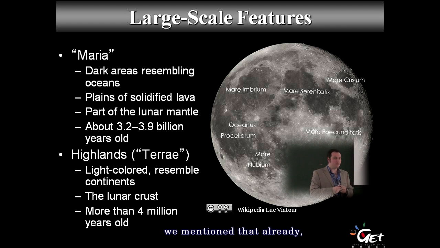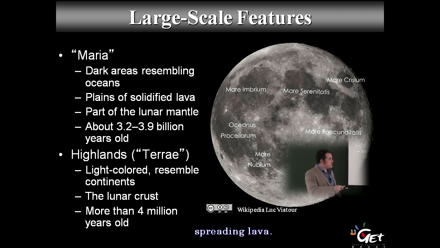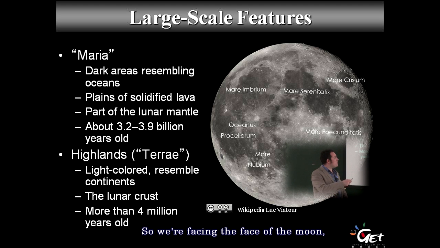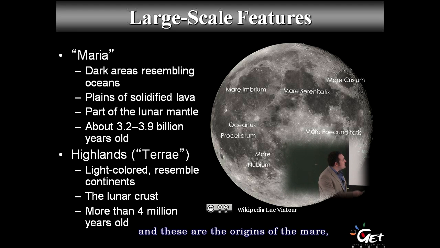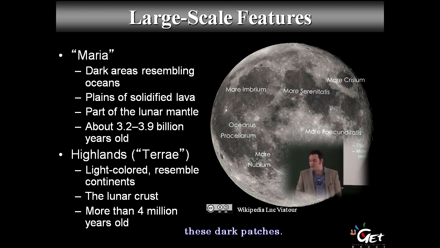So when the Moon was younger, something like several billion years ago, the number of impacts was far higher. We mentioned that already, and we'll come back to it when we talk about the scenario of formation of the solar system. So volcanic activity was far more important on the Moon. There was massive volcanic activity spreading lava, resurfacing the face of the Moon, and these are the origin of those mare, those dark patches.